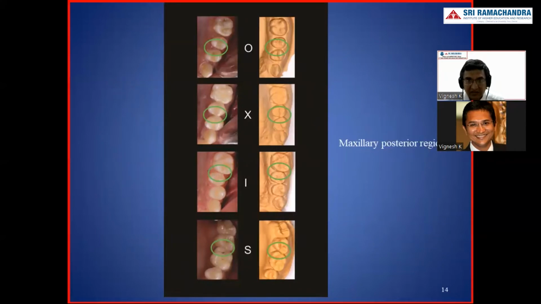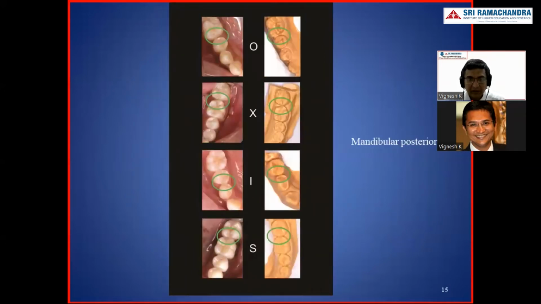The results: you can here see the occlusal photographs and the cast. The upper view is of the O type, then followed by the X contact, which is basically a point contact, and then the I contact, which is about 1.5 millimeters, and S is a curved type of contact, which is greater than 1.5 millimeters. So these are the representative views of the maxillary posterior region.